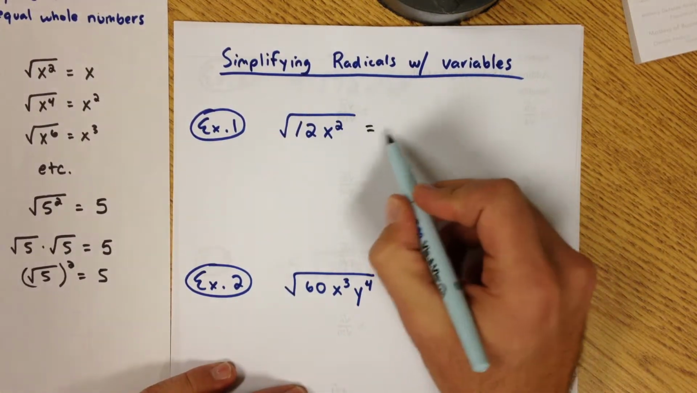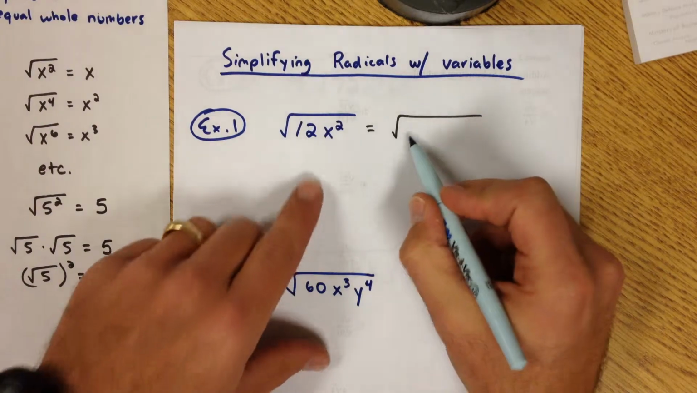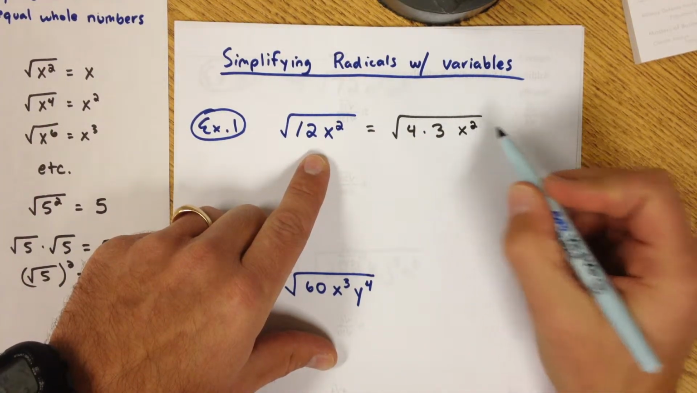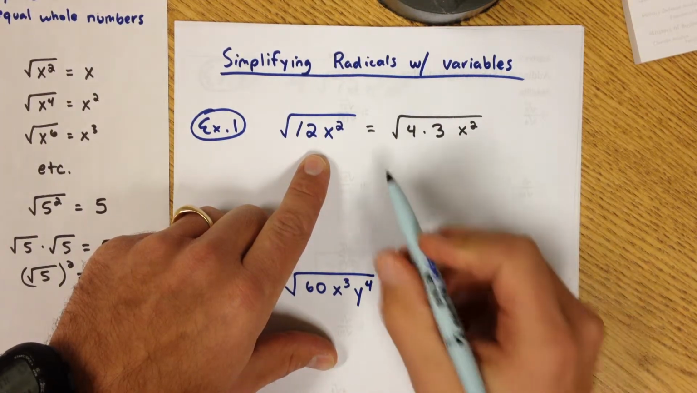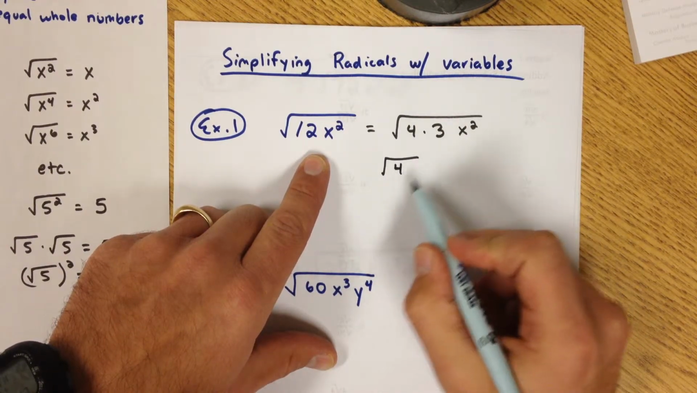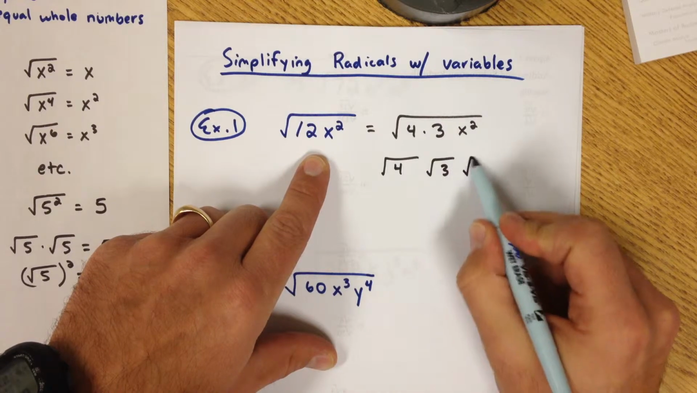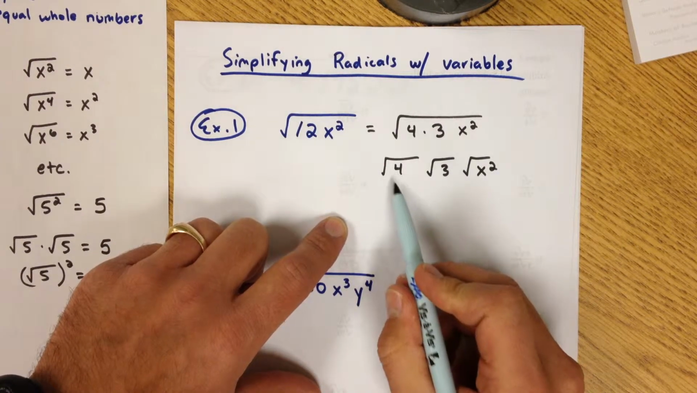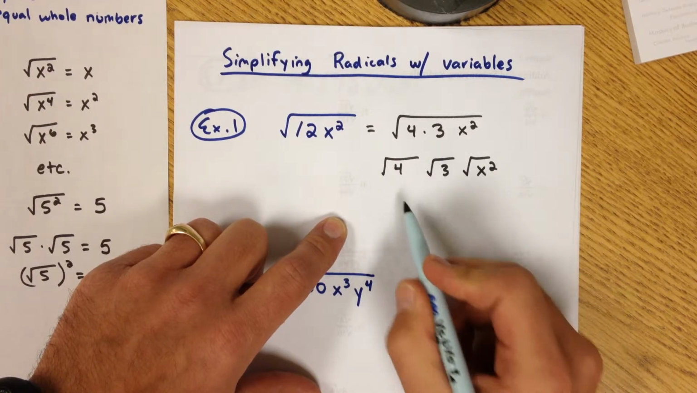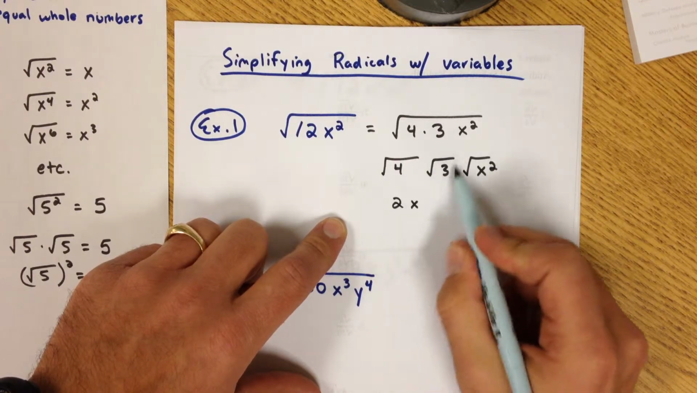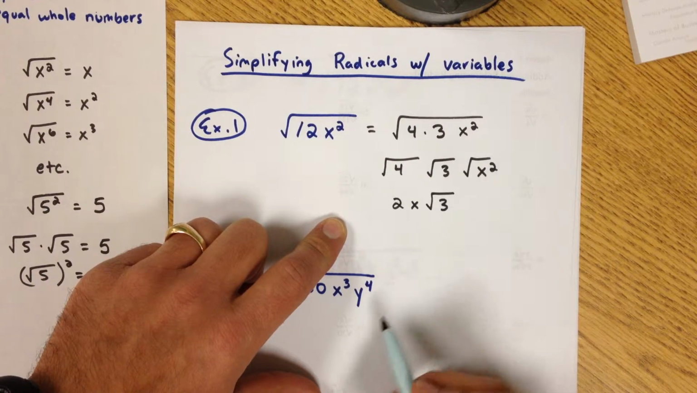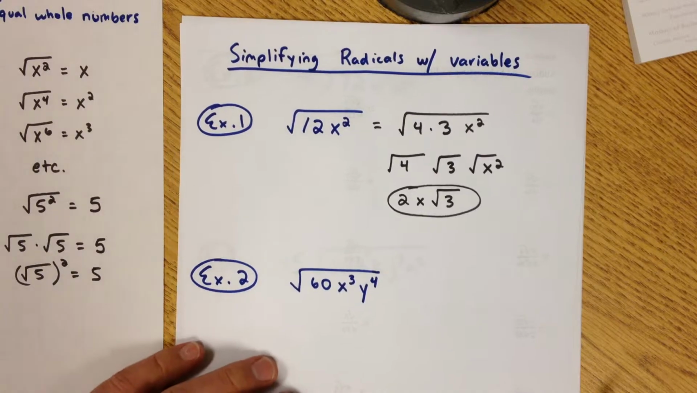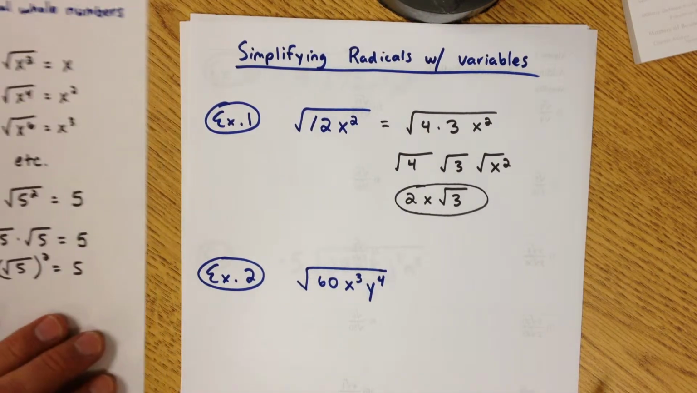So the 12, I know that 4 goes into 12, so I make that 4 times 3. And I already know that x squared is a perfect square. So I rewrite this as square root of 4, square root of 3, square root of x squared. That becomes a 2, that becomes x. So 2x, and the square root of 3 is not a perfect square, so it's going to stay underneath. And there you go.